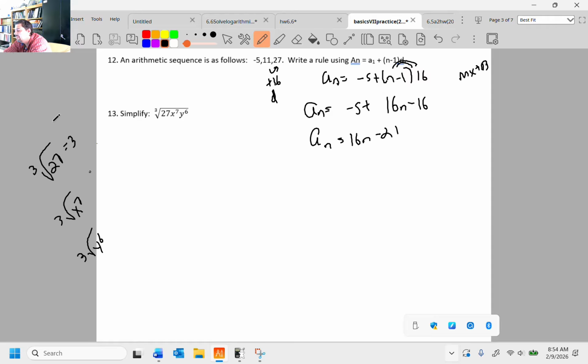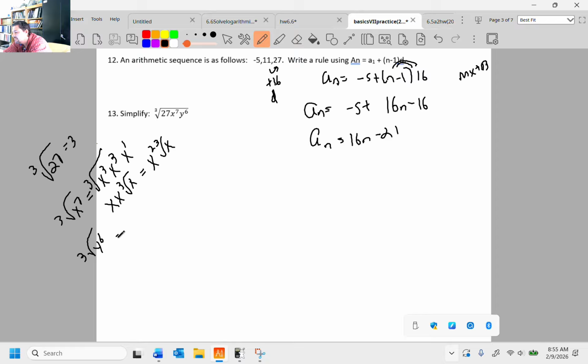The cubic root of x to the 7th, you might think of it like this: x cubed, x cubed, x. 3 plus 3 plus 1 is 7. Each of these cubic roots of x cubed is an x. So I have an x, and then I have this cubic root of x left over. So that's x squared times the cubic root of x.